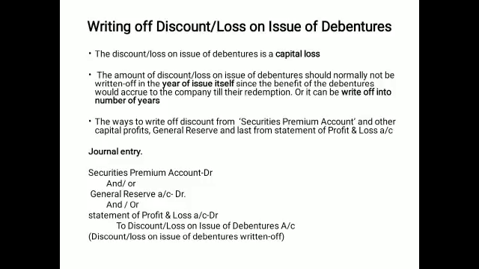If the loss on discount and the loss on premium on redemption are both there, that means you have to take the charge first from the year itself, the same year. That means if you have securities premium, use it. Then the entry is: securities premium account debit, general reserve account debit, or statement of profit and loss account debit. Cover the discount or the loss on redemption from here first.